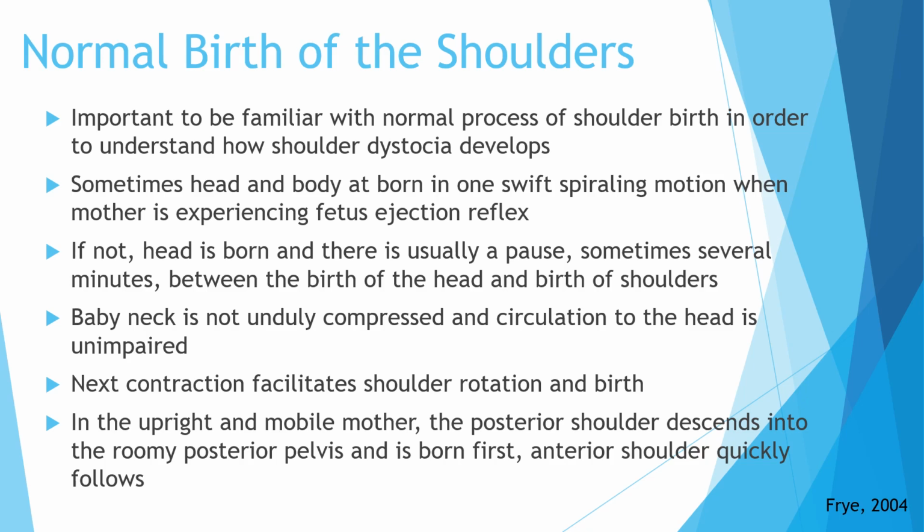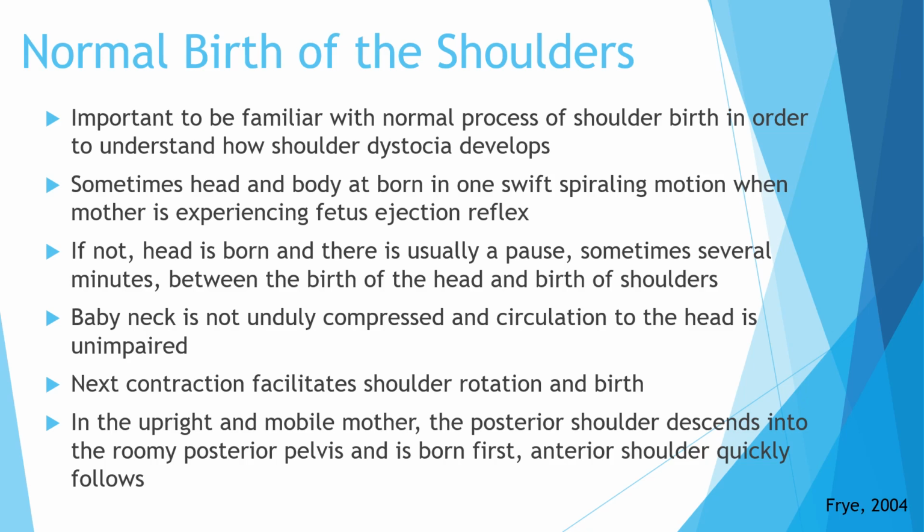So the head's not turning a bright purple. It's got a nice soft gap. Like if you take your hand and you go against the baby's neck and the mom's vagina, you can easily have a nice gap there. You're not feeling tension on the shoulders. You're not feeling the neck is getting stretched out from the shoulder being caught. The next contraction facilitates shoulder rotation in the birth of the baby.